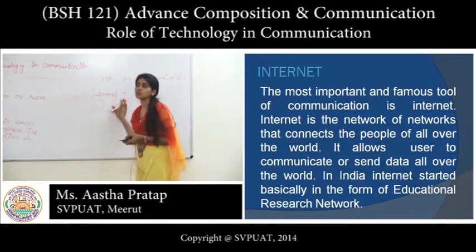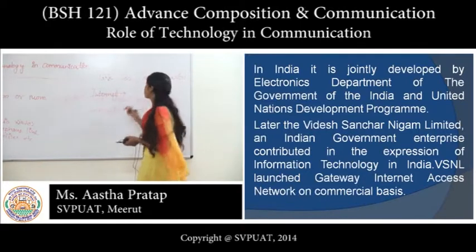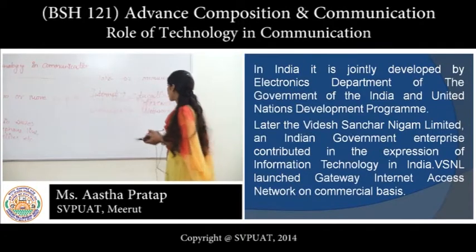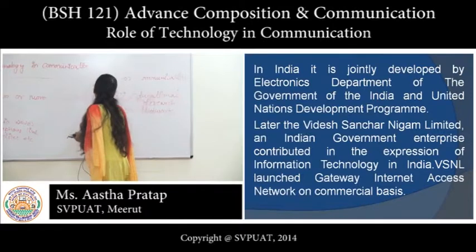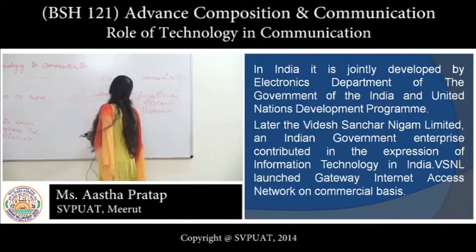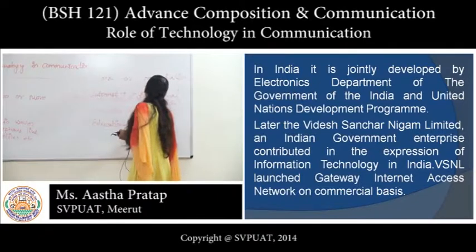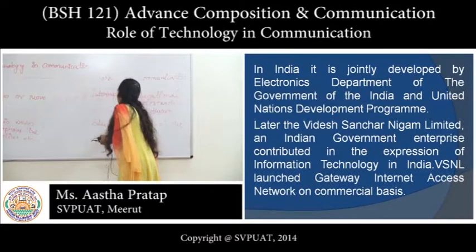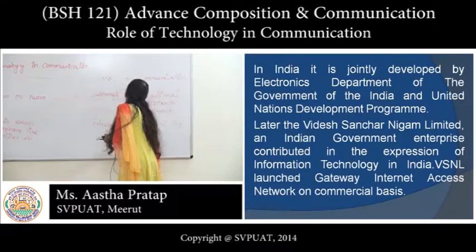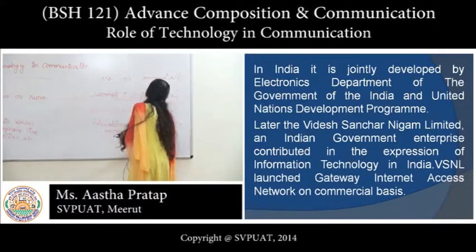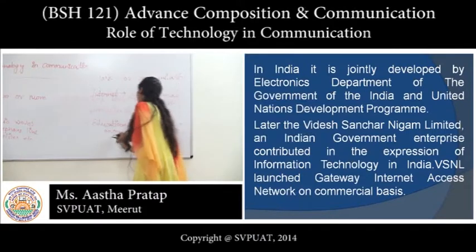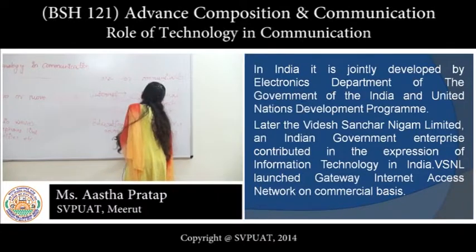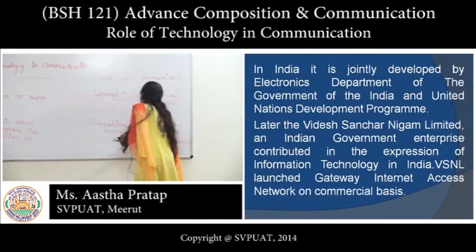This internet was introduced in India in the form of an educational research network, and it was launched in India in collaboration with the educational department of the Government of India and the United Nations Development Program.